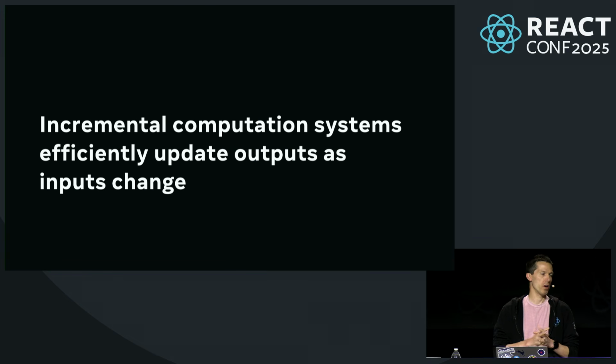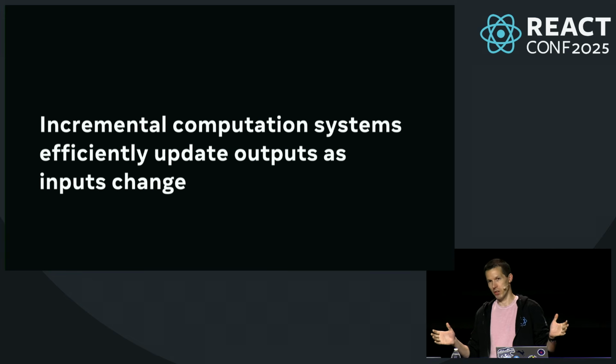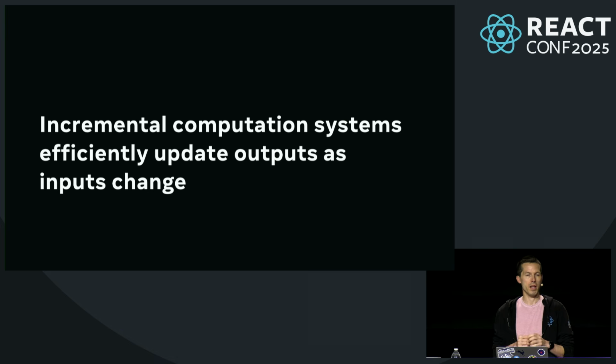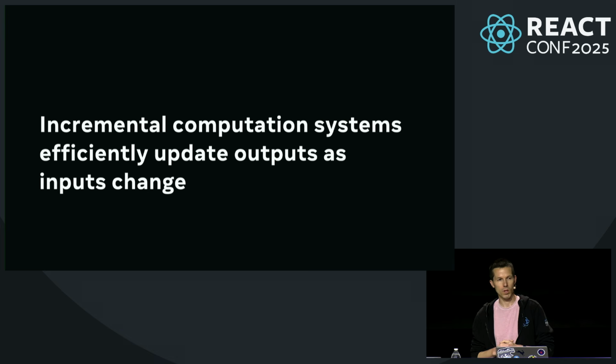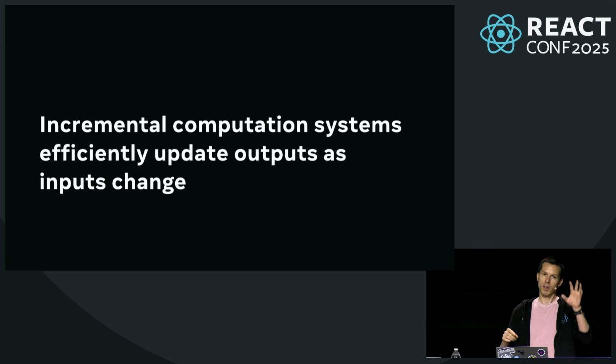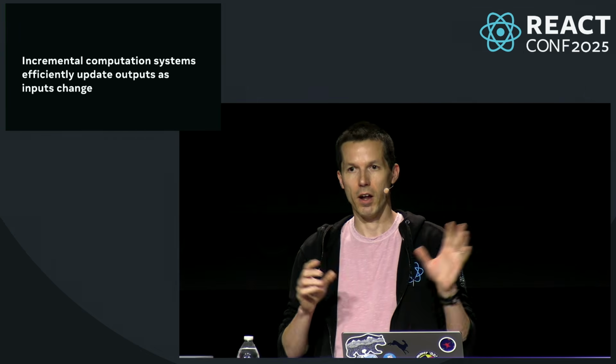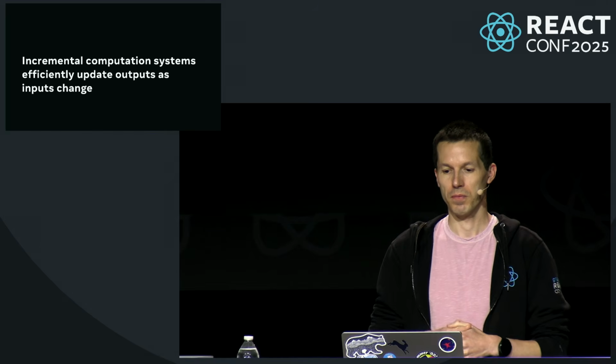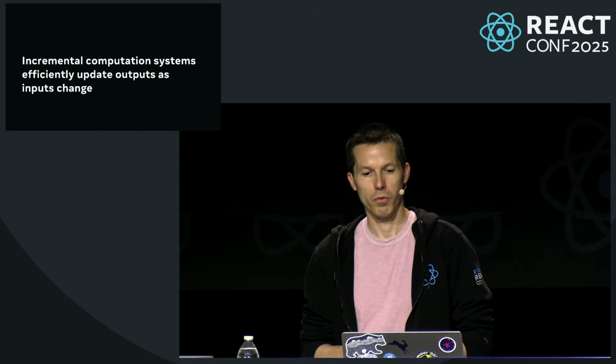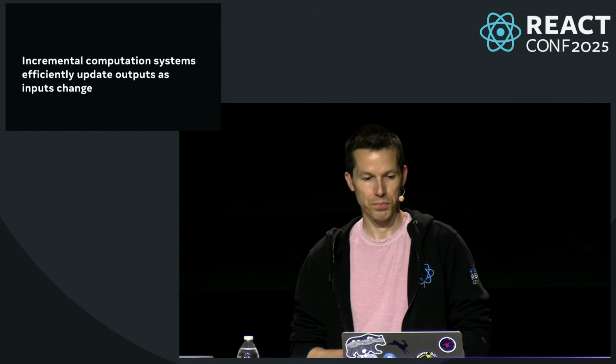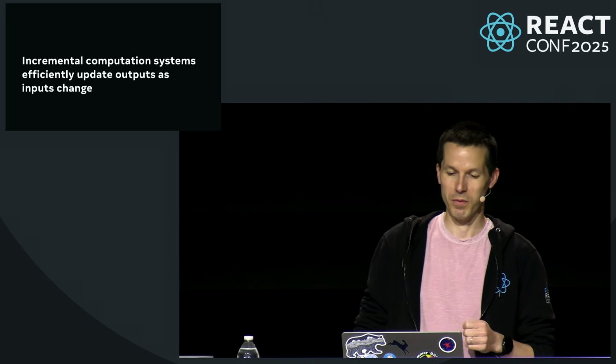For those who aren't familiar, incremental computation is an umbrella term for software systems that can efficiently update their outputs when their inputs change. Common examples are things like spreadsheets. You change one cell, only the cells that actually use that update. Build systems, and UI. React is an incremental UI system, despite what some folks might claim.